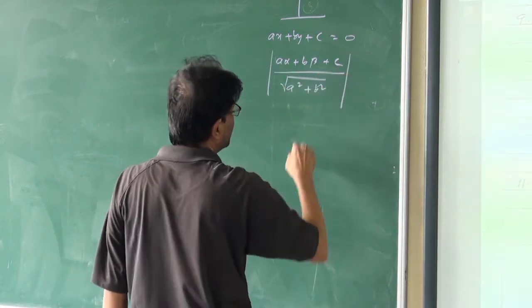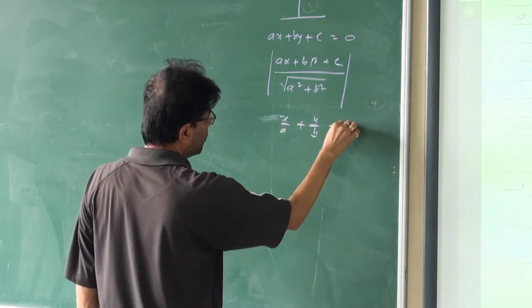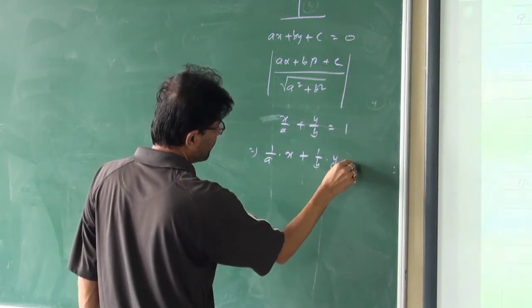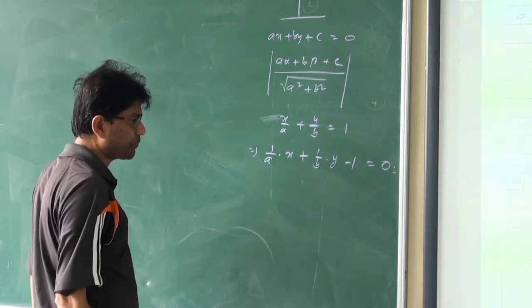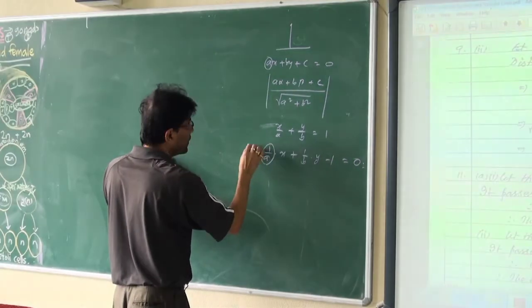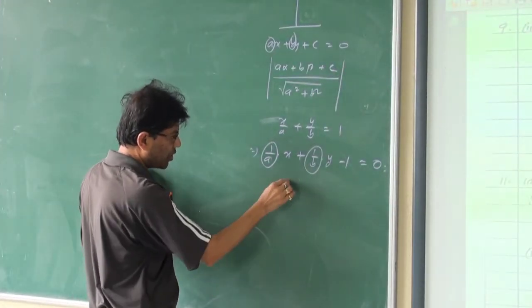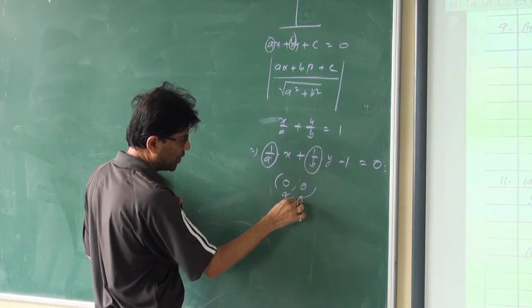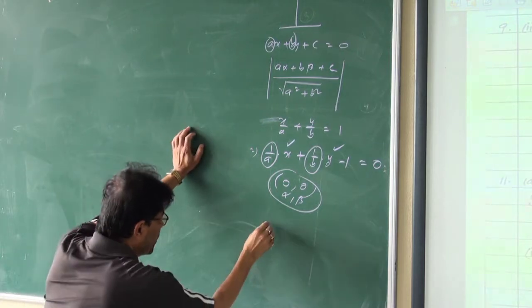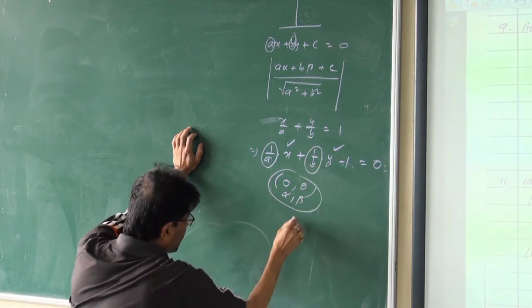This was the distance. In this case it is given x by A plus y by B equal to 1. That means 1 by A into x plus 1 by B into y minus 1 is equal to 0. So what is A here? That is 1 by A. What is B here? That is 1 by B. Distance from origin, the point is 0, 0. In place of alpha beta, here it is 0, 0. Replace x by 0, y by 0. So what will you get? 1 by A into 0 is 0. 1 by B into 0 is 0. Minus 1, so I am getting minus 1.